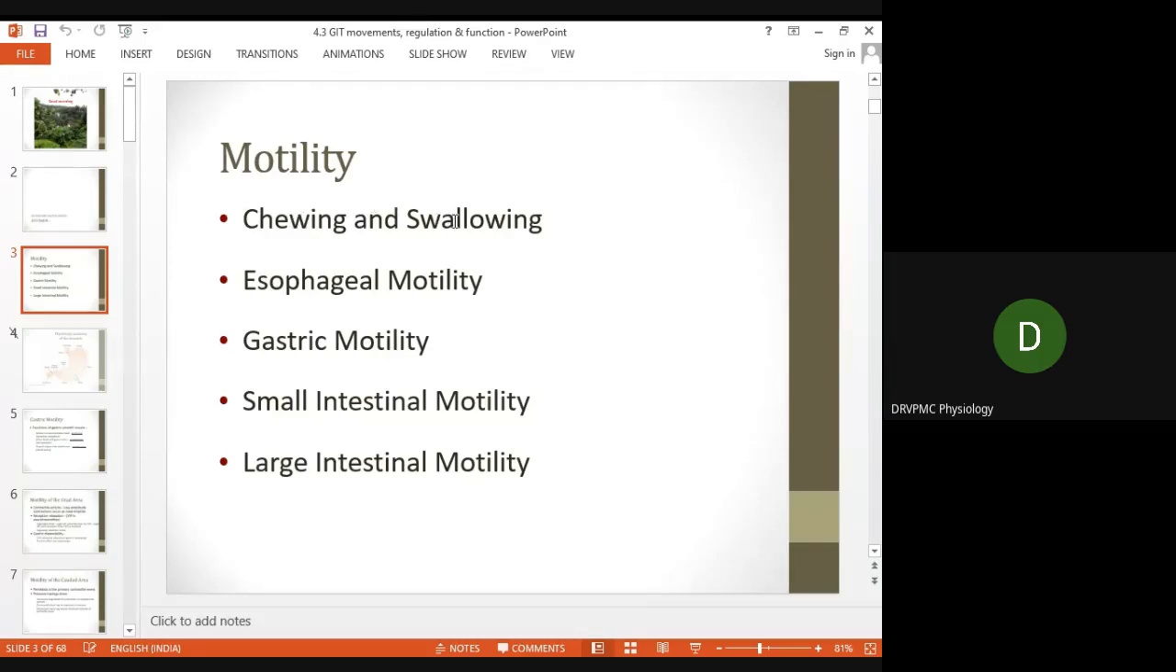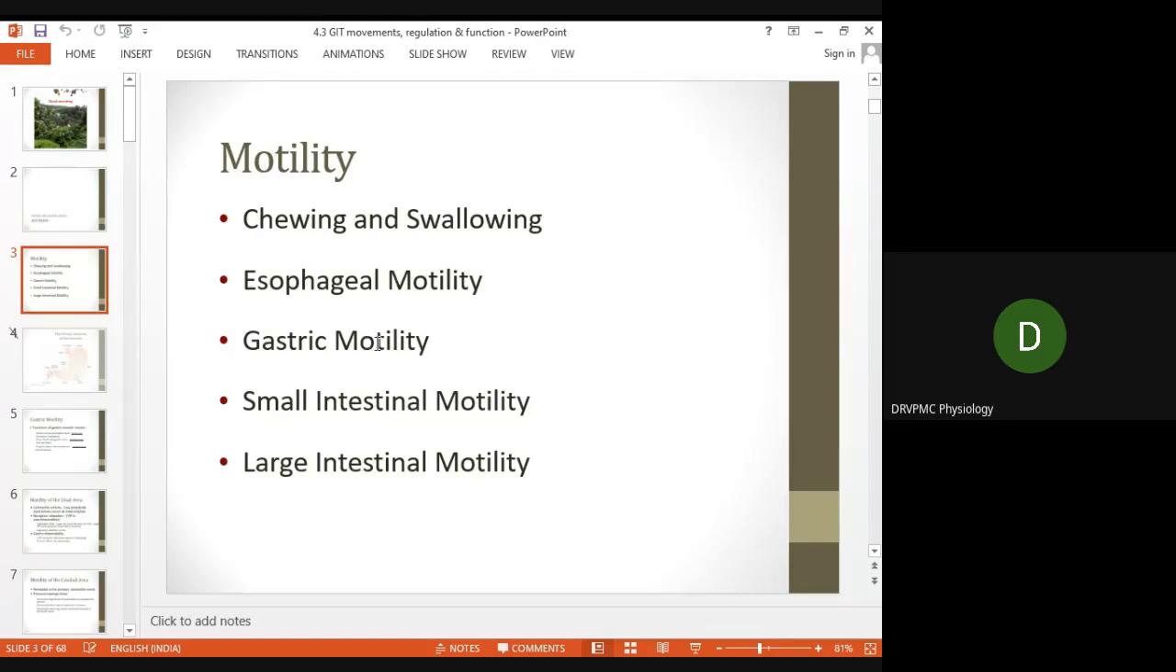Then the next is swallowing, or deglutition. Swallowing or deglutition consists of three phases. The first is the oral phase, then the pharyngeal phase, and the third one is the esophageal phase. We have discussed the swallowing or deglutition process in detail. Then we discussed esophageal motility, how the food gets transferred from the upper end of the esophagus through the lower esophageal sphincter into the stomach.